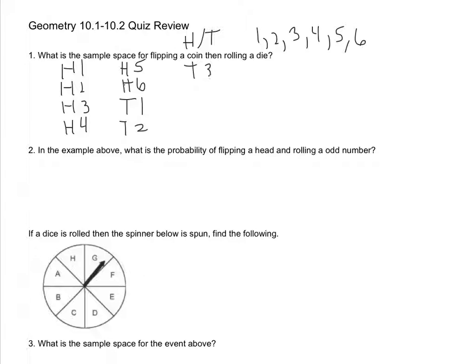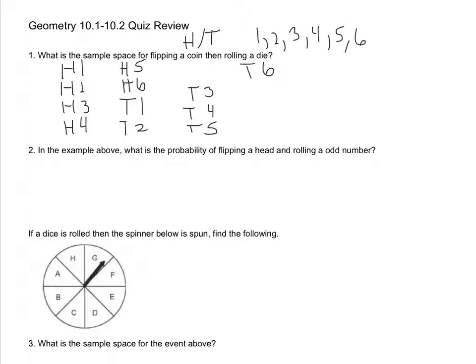So T1, T2, T3, T4, T5, T6. I think I put 2 T3s on there, so let's erase one of those. So we have 12 different items in the sample space. Once you have the sample space, it becomes really neat to do these problems.